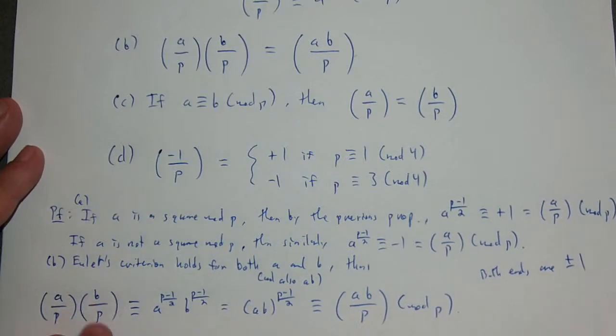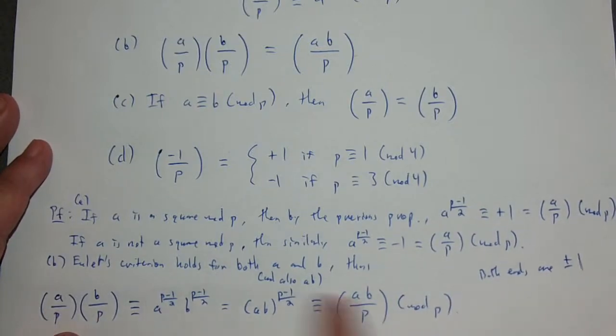Whatever this product is, it's plus or minus 1. And so I have a string of congruences. These two things are congruent, and in either case, they're congruent to plus or minus 1. But in order for them to be equal, they just have to match up. And they have to match up because plus and minus 1 are not congruent to one another mod P.